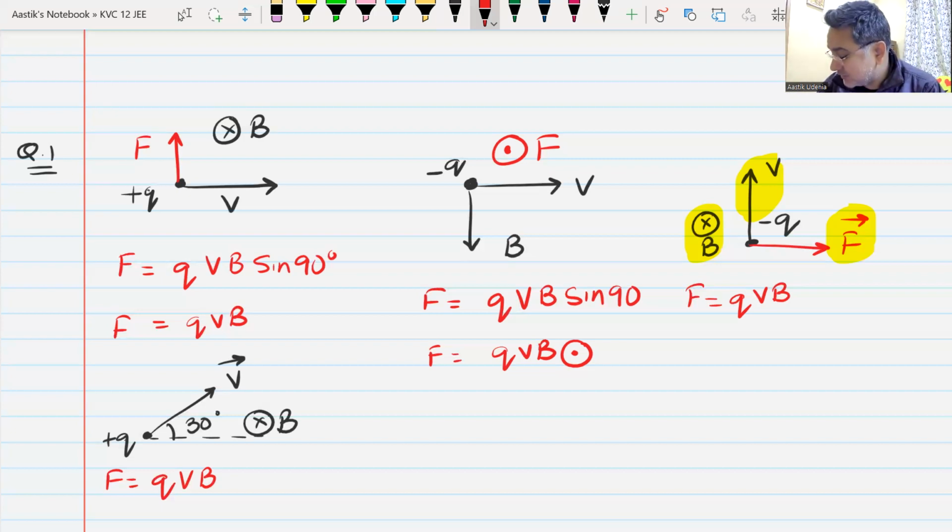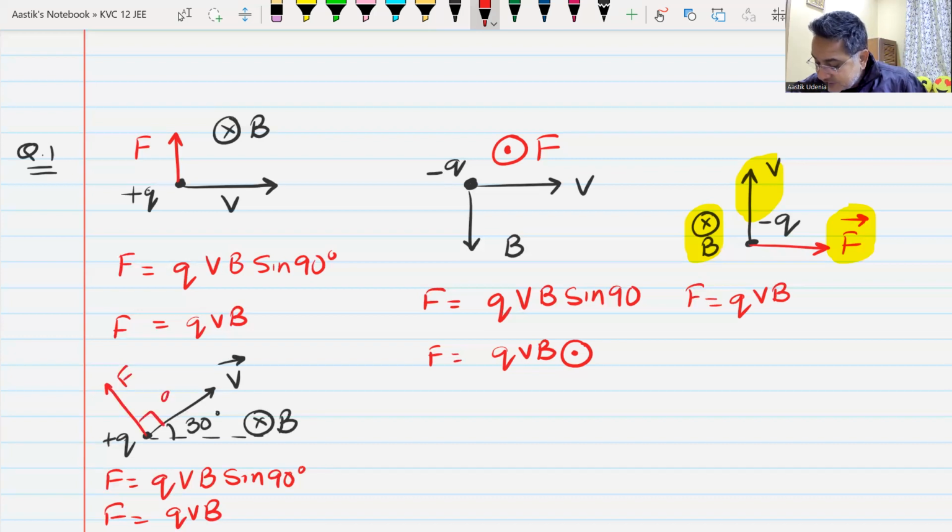So if you listen and if you understand sine of 90, the force still remains QVB. The only thing is we have to look at the direction. Remember, force has to be perpendicular to both V and B. Velocity is like this. Magnetic field is inside, and if you rotate your fingers, it will be perpendicular to this velocity in this direction. Perpendicular to this velocity in this direction, your force will be going like this. This angle would be 90 degrees.